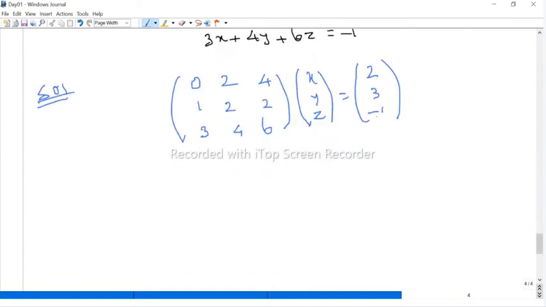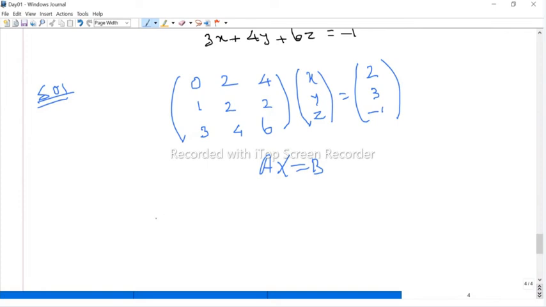So we can call this Ax equal to B, where A equal to this matrix, x equal to x, y, z, and B equal to this one. Now what is the augmented matrix?